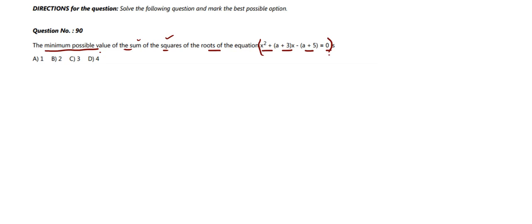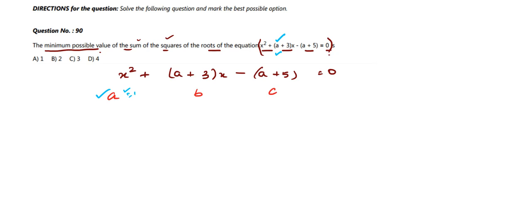So let us first write our equation here, which is given to be x square plus (a plus 3)x minus (a plus 5) equal to 0. As you know, in a quadratic equation, the number multiplied with x square is known as a, the number multiplied with x is known as b, and the constant term is known as c. So here we have a, b and c. Do not confuse this a with our a here, because this is a constant given in our equation, and this we have assumed to be the constant multiplied with our x square term, which is equal to 1, as you can see. So it doesn't matter.